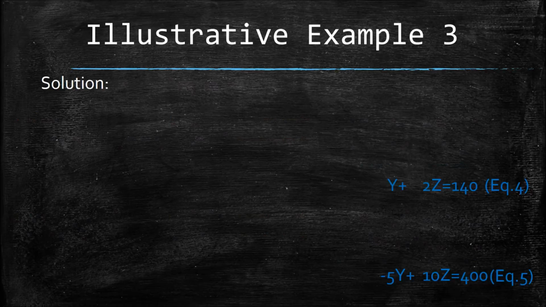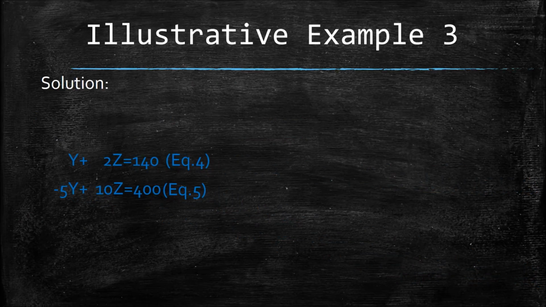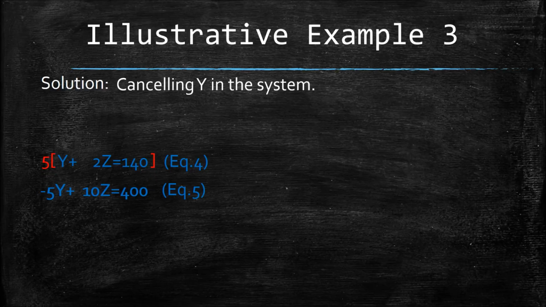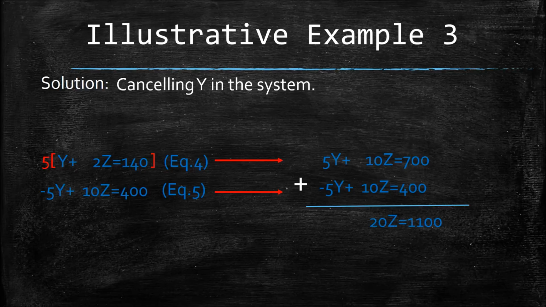Now this time, let's treat equation 4 and equation 5 as another system of linear equations. We cancel y in the systems. So we multiply 5 to equation 4. That would give us 5y plus 10z is equal to 700. And we add that to equation 5 to get 20z is equal to 1,100. Let's divide both sides by 20, and we get z is equal to 55.